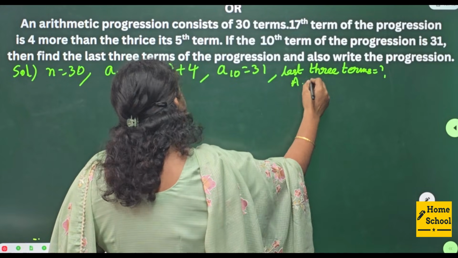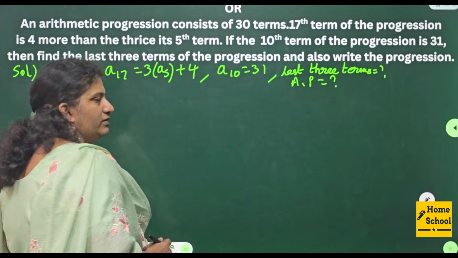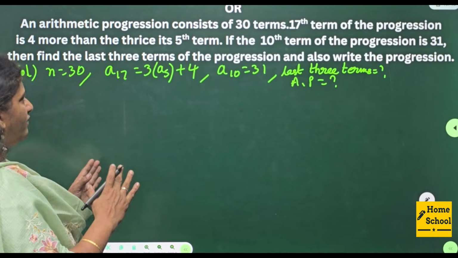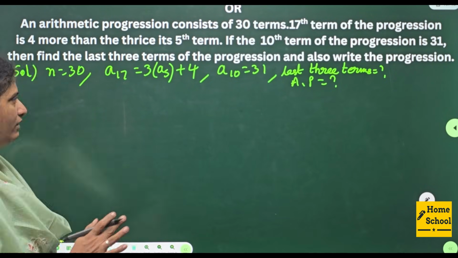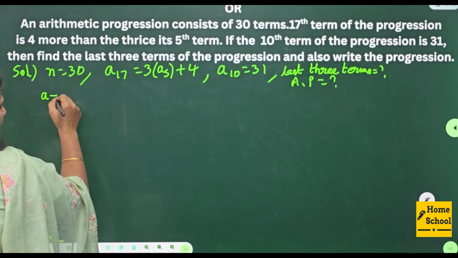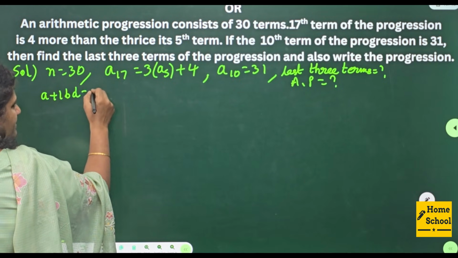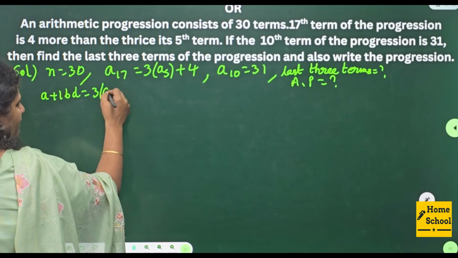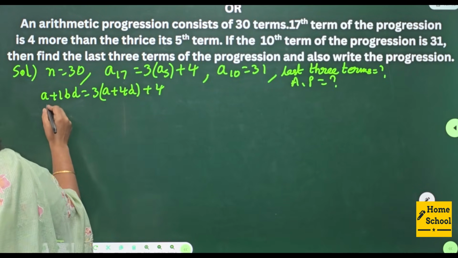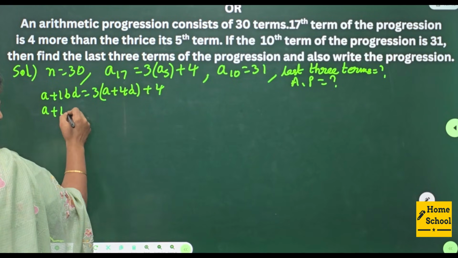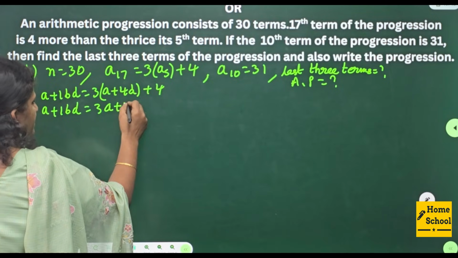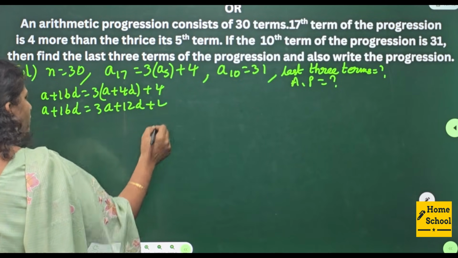That means arithmetic progression we need to write. So first, what is given? From that we are going to find A and D. This A17 write in general form: A plus 16D is equal to 3 into A5. Write in general form: A plus 4D plus 4. A plus 16D equals 3 times, 3A plus 12D plus 4.